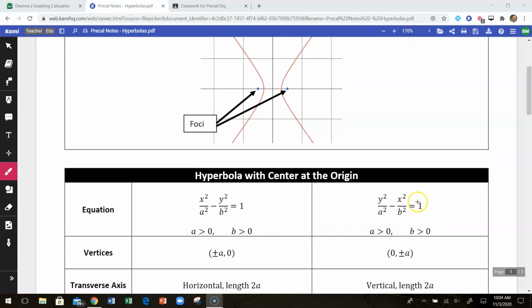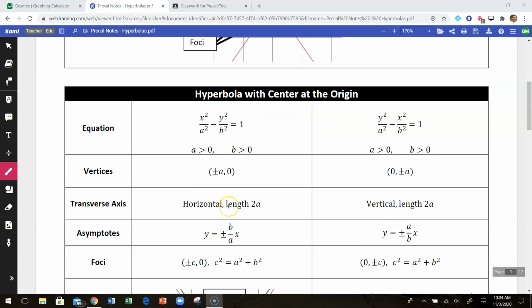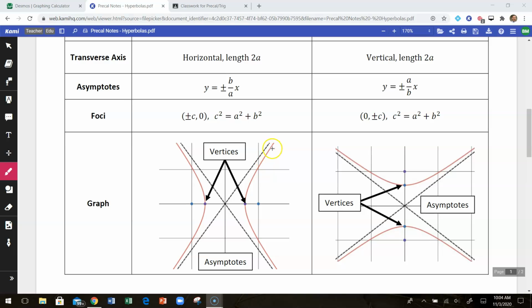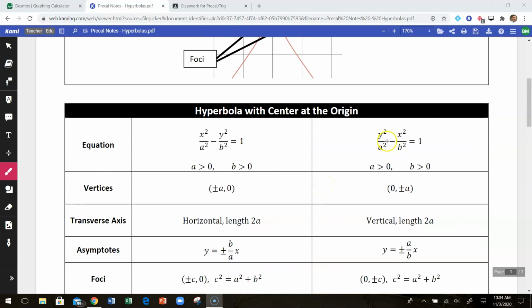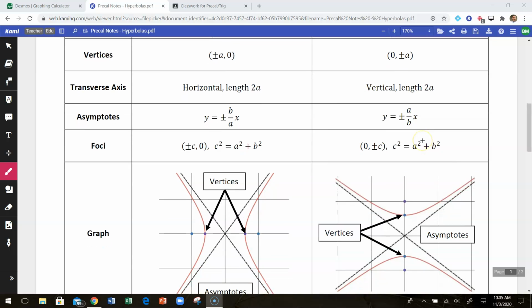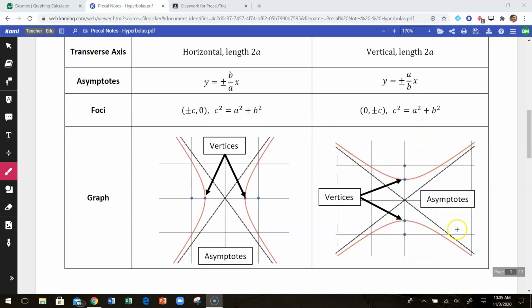Now, another caveat, and how it's a little bit different than an ellipse, is that a does not necessarily have to be greater than b. They just both have to be positive numbers. So what's going to determine the orientation is not which number on the bottom is bigger. It's going to be which one of my x or y is my positive value. If we have x squared minus y squared, the orientation is horizontal. But if we have y squared minus x squared, then our orientation switches and becomes vertical.